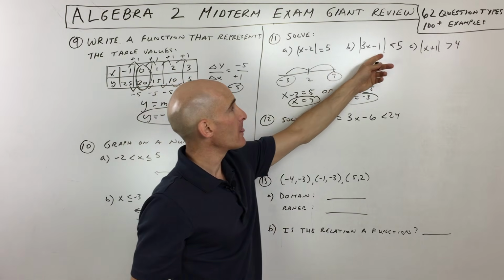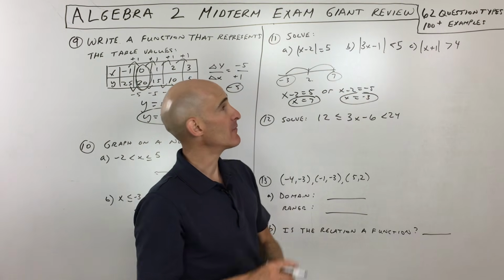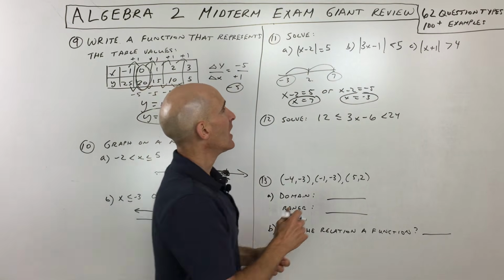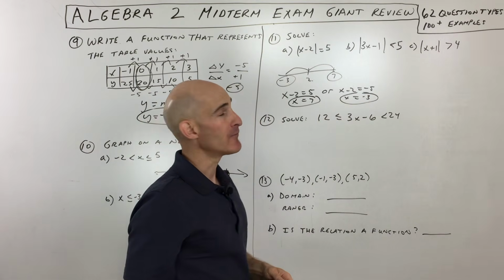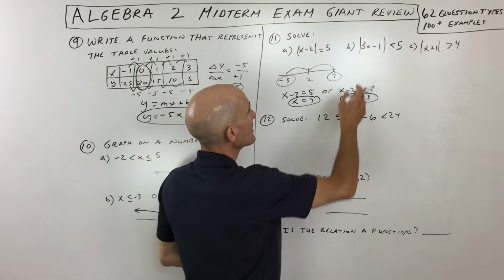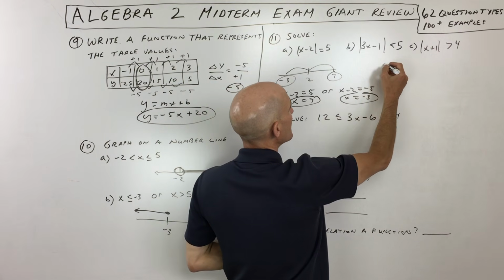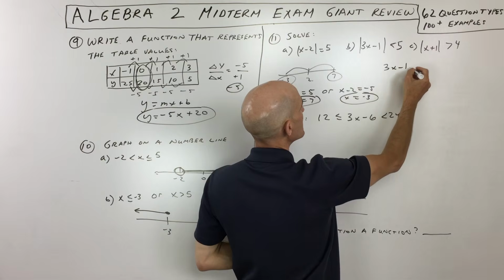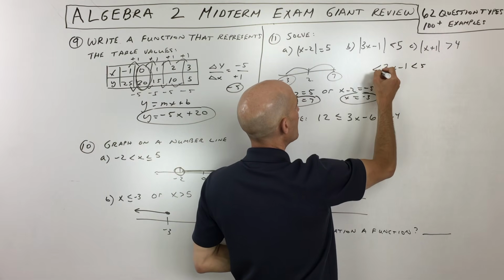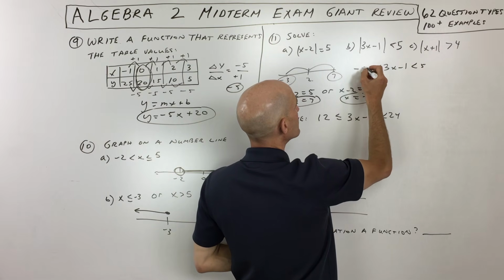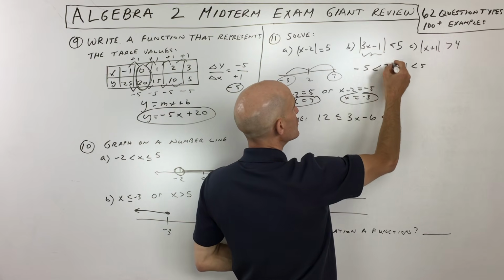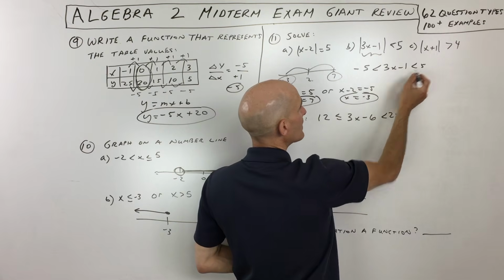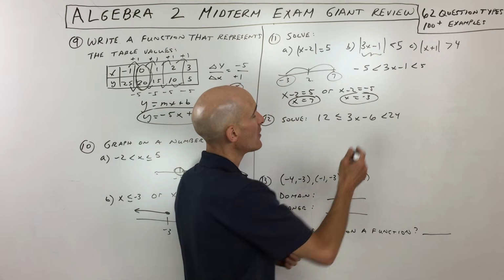Okay, part B though, this is a less than problem. And what this is telling us is that this value has to be smaller than 5. Okay, and so what we can do with a problem like this when it's less than is we can write it as a compound inequality. What you do is you say 3x minus 1 is less than 5, and it's greater than -5. So you take whatever's in the absolute value, you put it in between the negative quantity and the positive quantity, and then all I have to do is solve this compound inequality.